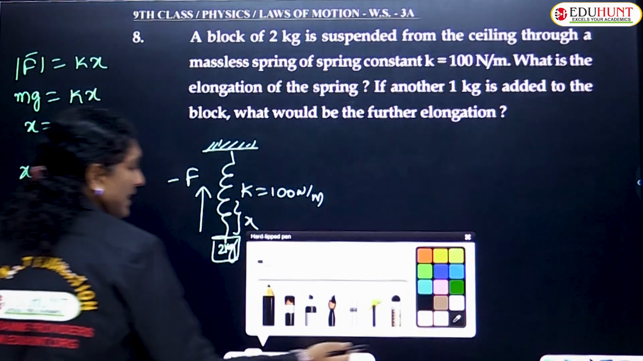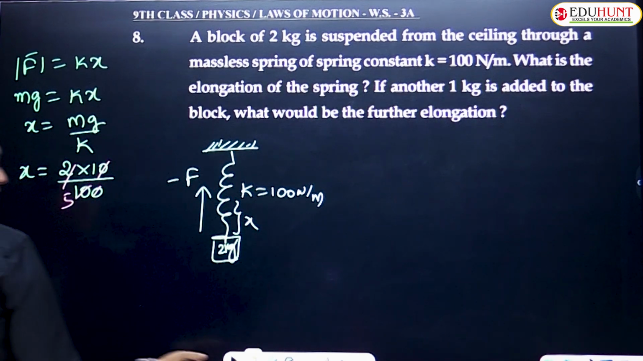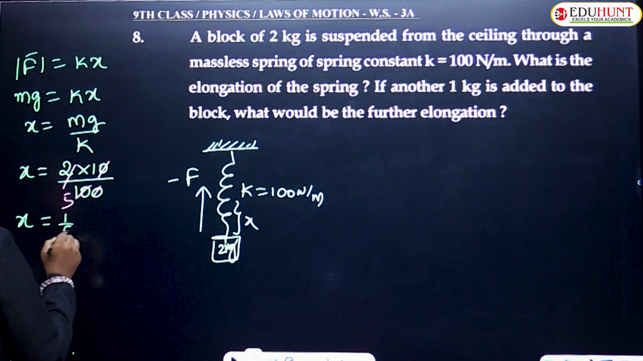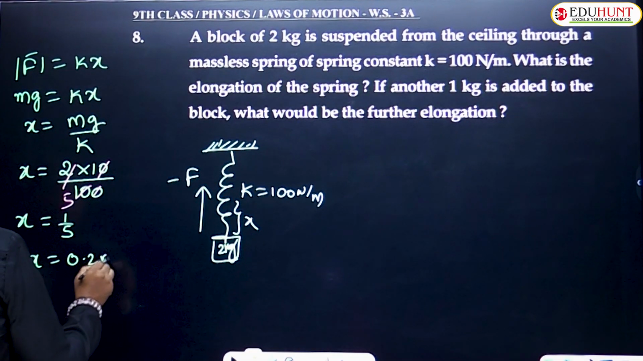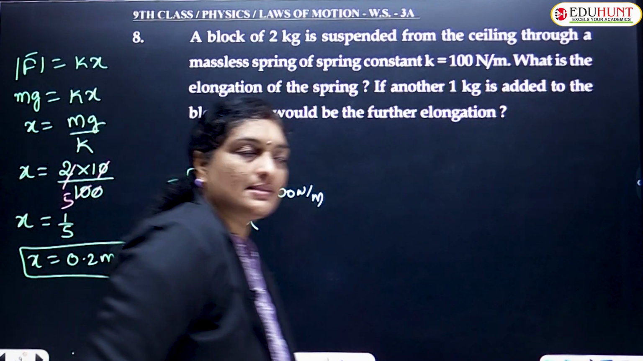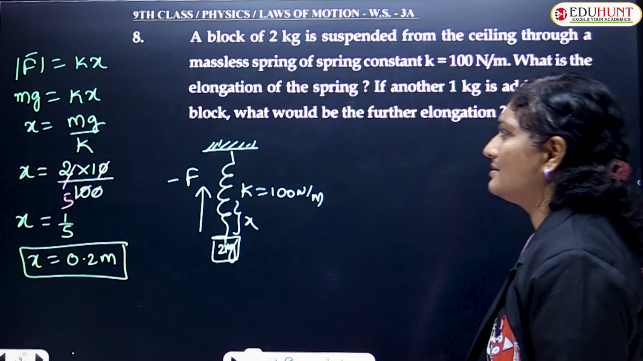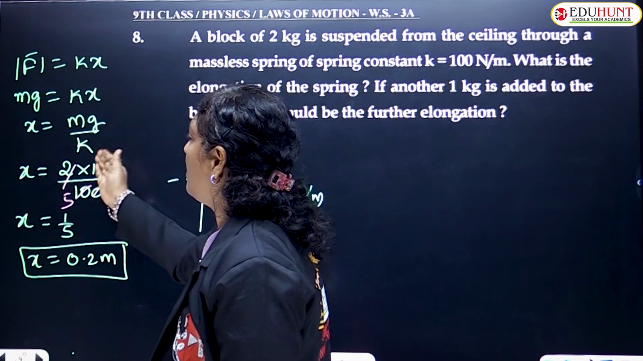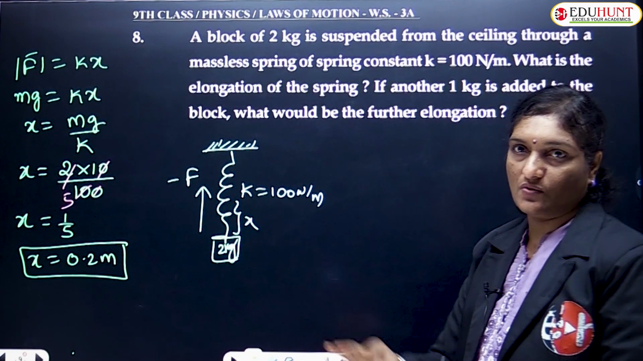Solving this, we have 0 and 0 getting cancelled, 2 goes by 5 times. Therefore, the value of x, the elongation in the spring, is 1 by 5, or x is equal to 0.2 meters. So the elongation created in the spring is found to be how much? 0.2 meters. That's it. Simple, children. F is equal to kx or x is equal to mg by k.